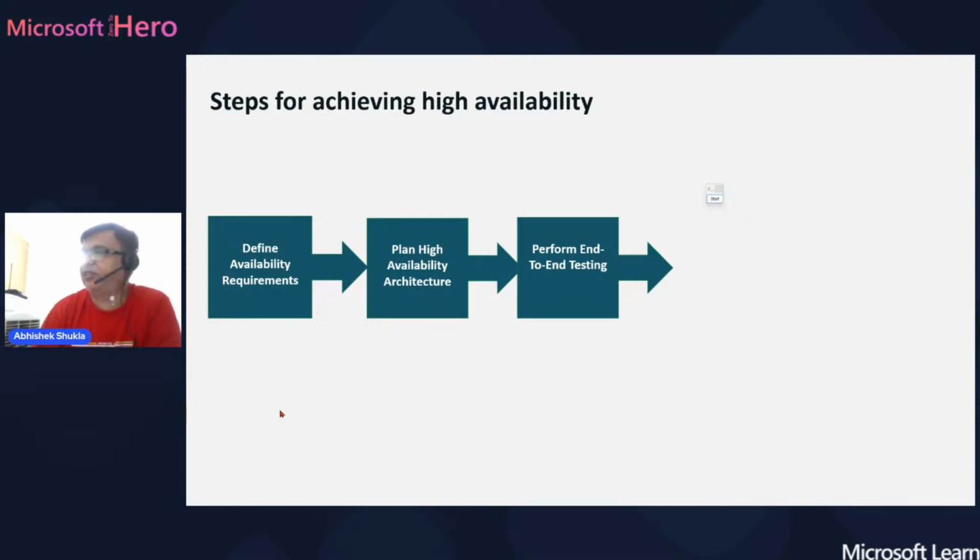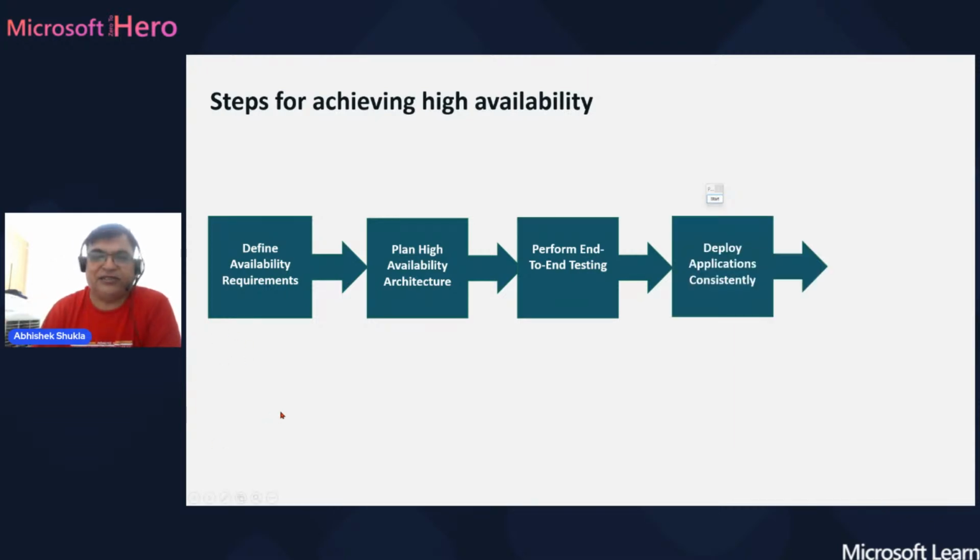Now the next thing is to deploy the application consistently. While you are creating multiple instances or multiple applications, or replicating your environment in multiple regions, you need to find out how you can deploy them consistently. Of course, by using Azure DevOps and infrastructure as code, you can achieve this consistency for the deployment.